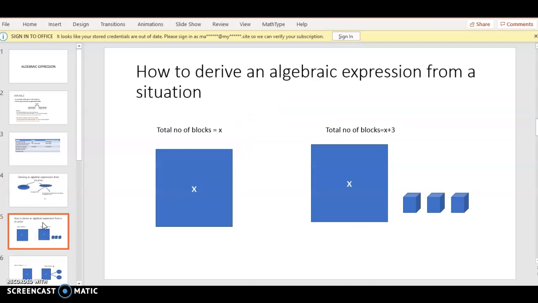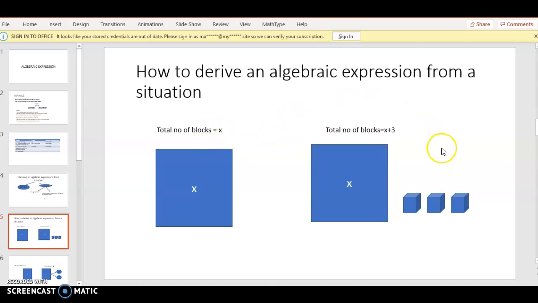Now we move on to how to derive an algebraic expression from a situation. Imagine that I have a bag. Inside this bag there are a few blocks, but we don't know how many blocks are inside. So the total number of blocks we represent with the letter x. For one bag, you don't know the total blocks inside, so we represent the number of blocks with the letter x.